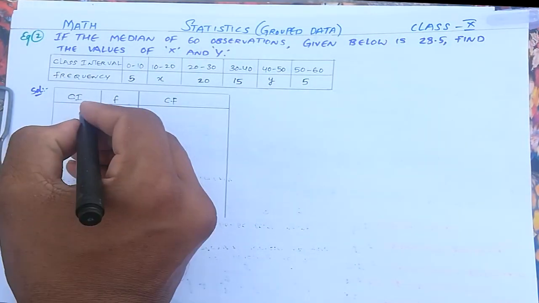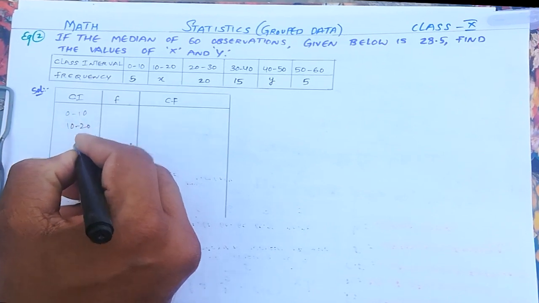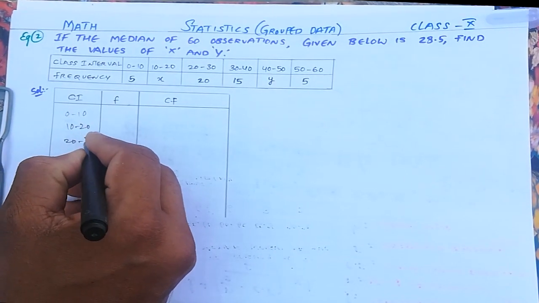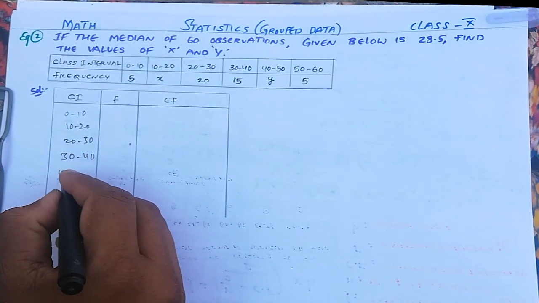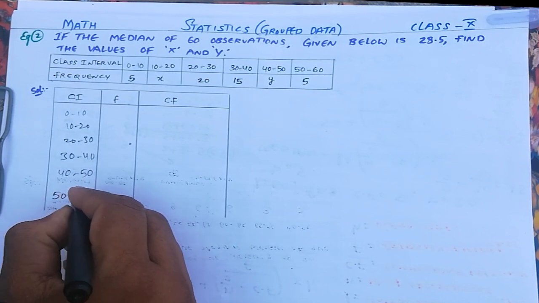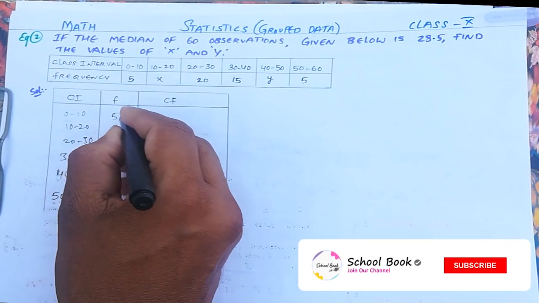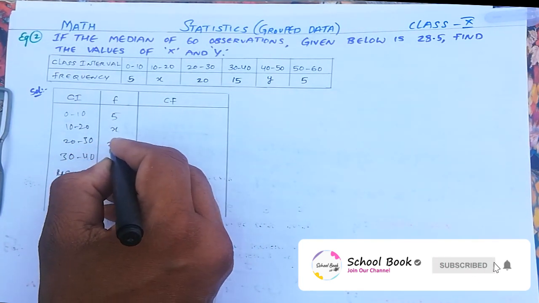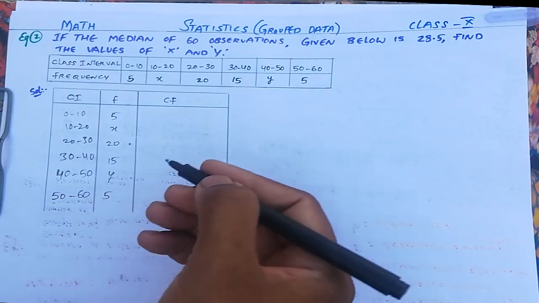The class interval column is 0 to 10, 10 to 20, 20 to 30, 30 to 40, 40 to 50, and 50 to 60. Okay, these are the values. The frequency values are 5, x which we should find out, 20, 15, y which we have to find, and 5.